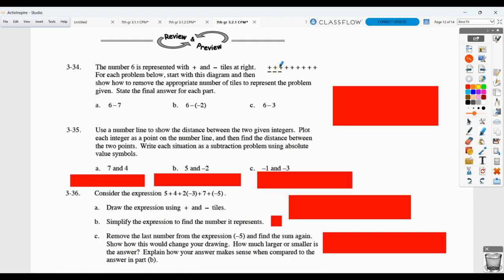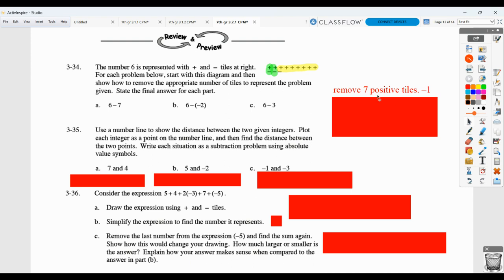Well, if we take away 7 positive values, 1, 2, 3, 4, 5, 6, 7, now we can make only 2 zero pairs, and we still have that 1 negative left. So our value would be -1. So you're removing the 7 positive tiles, and you're getting a value of -1. Again, make sure you're showing that as well.